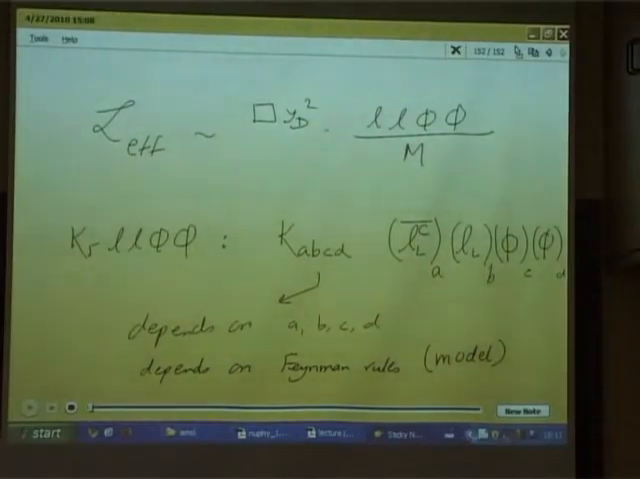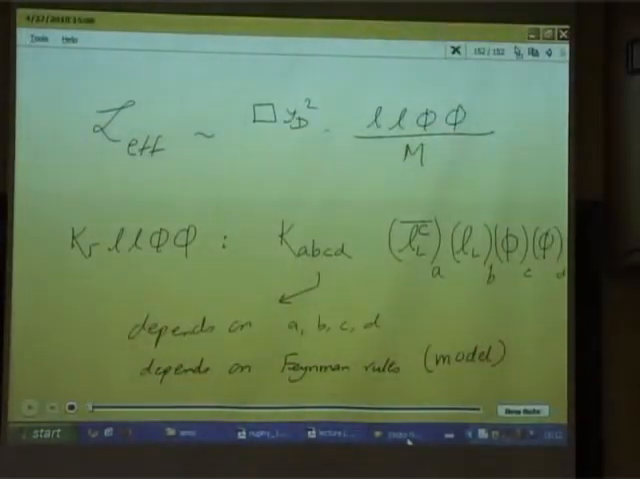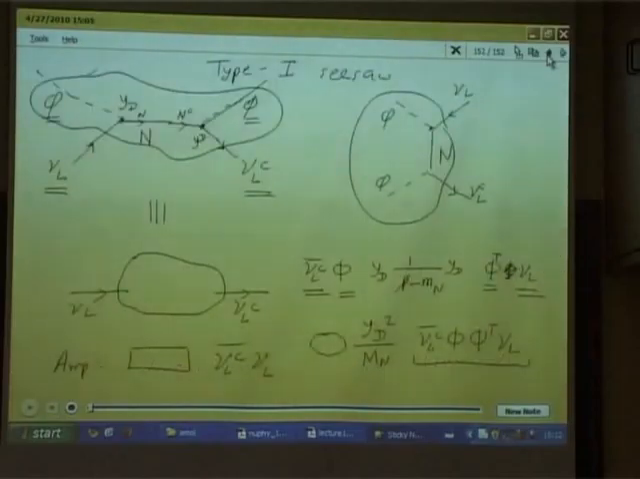So for this case, which was type 1 seesaw, the Feynman rules were simple. So this was just Y_D squared by Mn. So this kappa ABCD would simply be equal to Y_D squared. But I wrote it in this form. As we'll see later, there are many seesaw mechanisms, all of which use the same Feynman form. So this is what we get for type 1 seesaw. This is how your neutrinos will get mass through the seesaw mechanism.